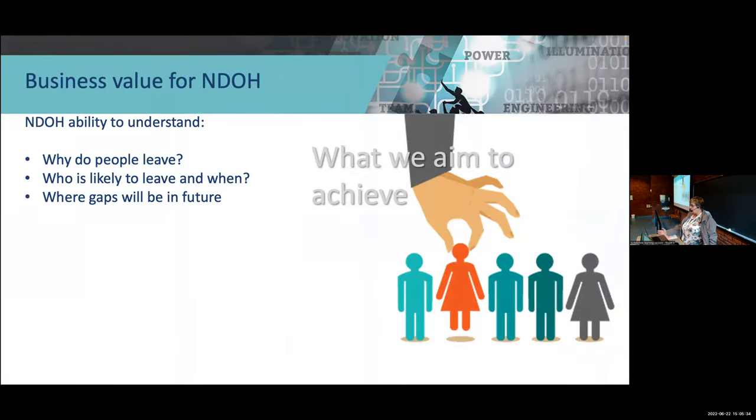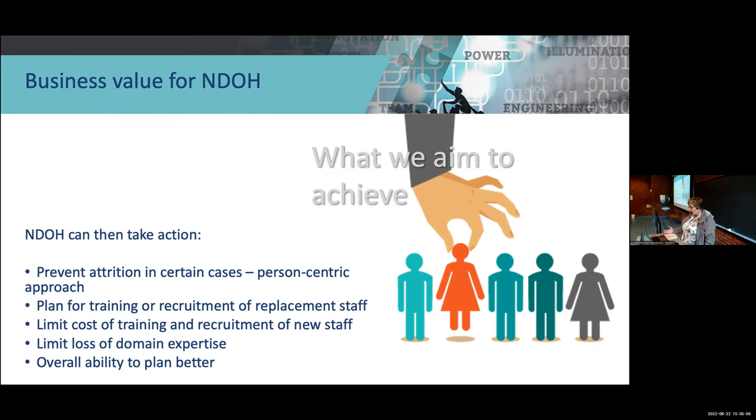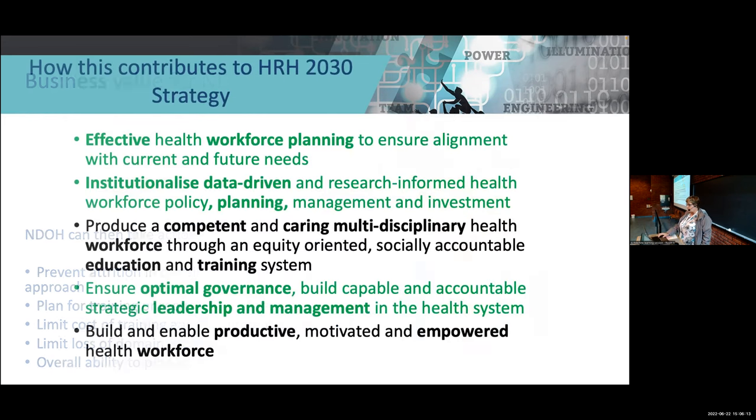And essentially, what is the value of this? For the Department of Health, they can understand why people leave, who is likely to leave, and where the gaps will be in the future. So if we have only a few pediatricians in the country and 30% of them are going to leave, how are they going to replace those pediatricians? Because then they can take action. Maybe they could prevent that attrition through a person-centric approach, plan for training or recruitment of new staff, limit the cost of the training, limit the loss of domain expertise, and improve their overall ability to plan better.